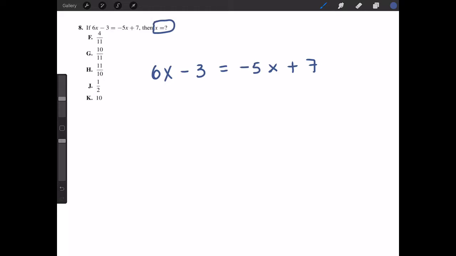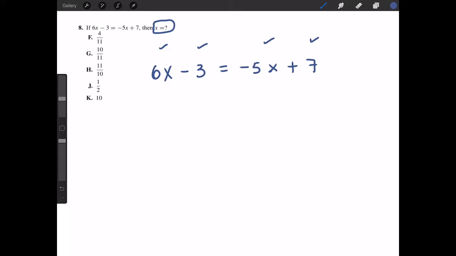Now, a lot of choices with these prompts, but really the best thing to do here is first of all to realize that you have two terms on the left side, the 6x term and the 3 term that is subtracting. Then you have two terms on the right side, the negative 5x on the one hand, and then the adding 7 term on the other.